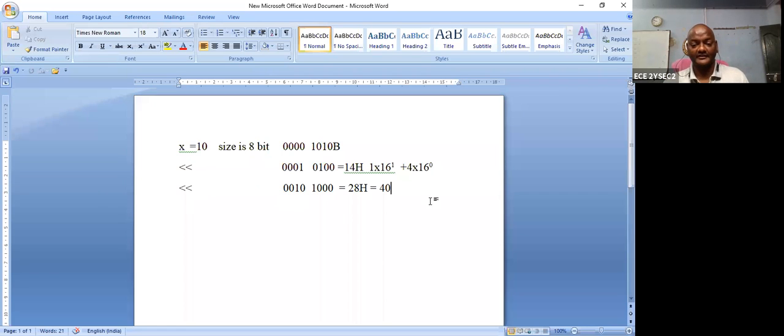Okay, all right. Suppose now I want to discuss one value. Suppose let us take x is equal to minus 40. Okay, x size is equal to, what is the size? Size is equal to 8-bit. Can you please say how to represent the minus value, minus 40? Can anybody say how to represent minus 40 in binary?